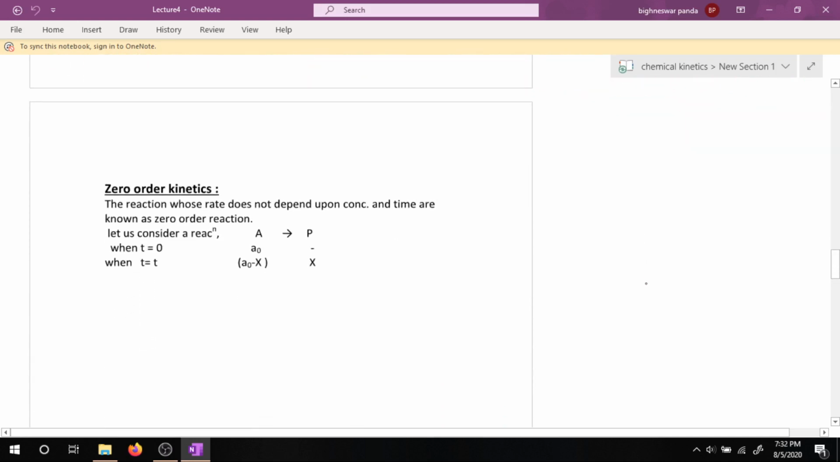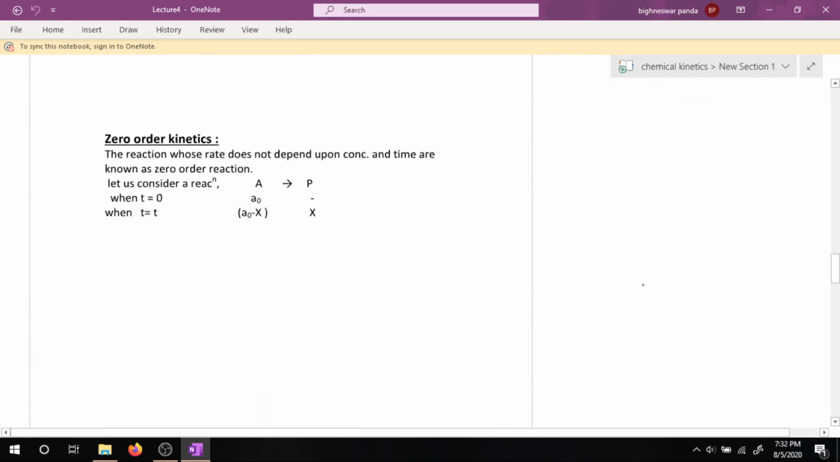Next, come to the next part, that is zero order kinetics. What are zero order kinetics? The reaction whose rate does not depend upon concentration and time are known as zero order reactions.